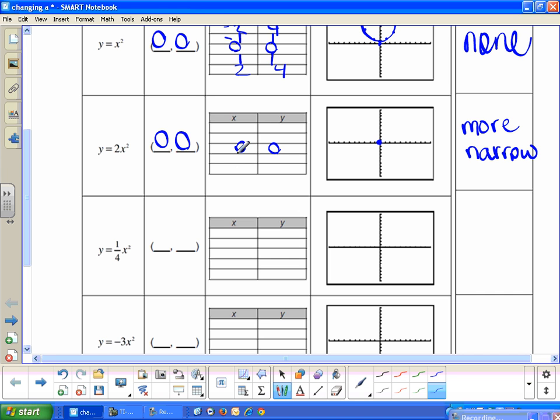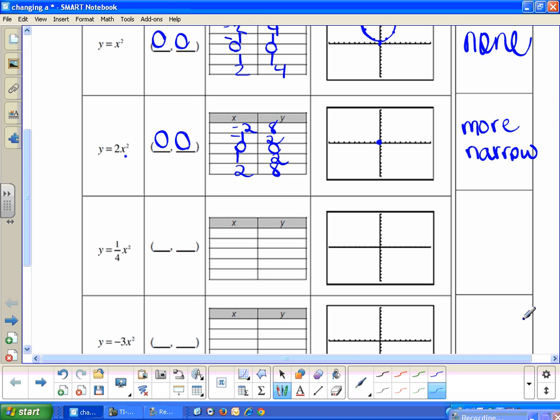But if we go to 1, what are we going to get right here? X is 1. 2. Because 1 squared is 1 times 2 is 2. If we have 2, we have 2 squared is 4 times 2 is 8. So we get big really fast. The negative, because it's a parabola, should do the same thing.